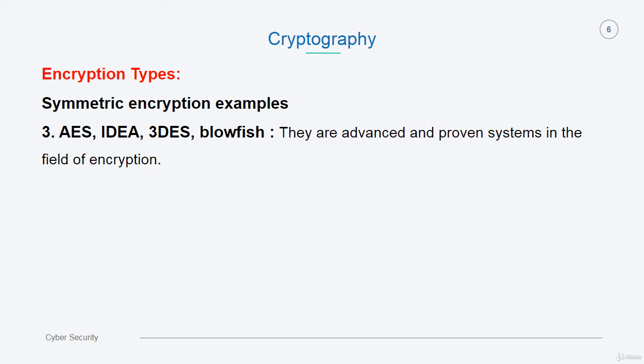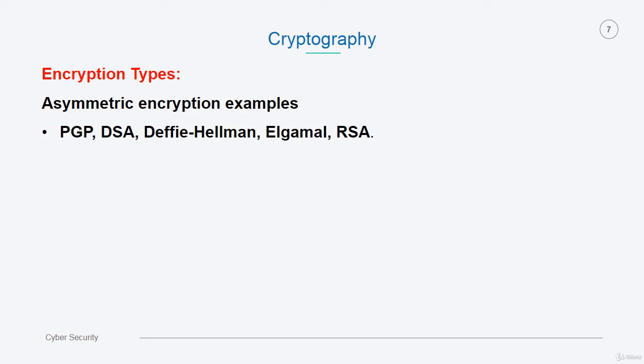Additional set of symmetric encryption examples like AES or Advanced Encryption Standard, IDEA, Triple DES, Blowfish. They are all advanced and proven systems in the field of encryption. And here are a few examples of asymmetric encryption like PGP, DSA, Diffie-Hellman, ElGamal, and RSA.